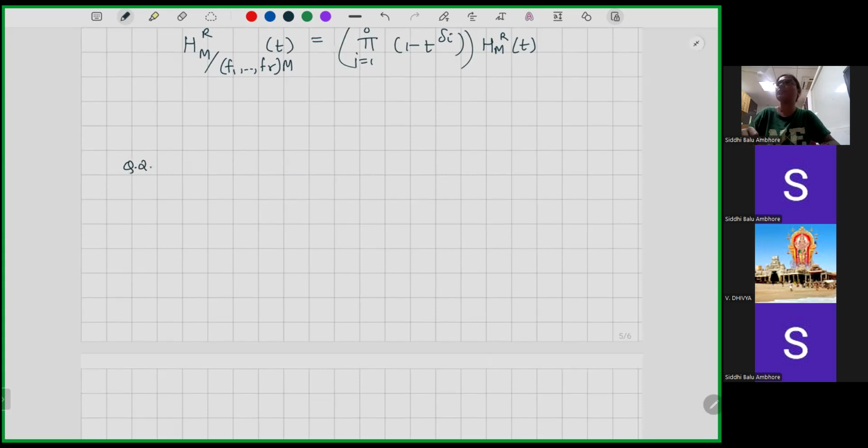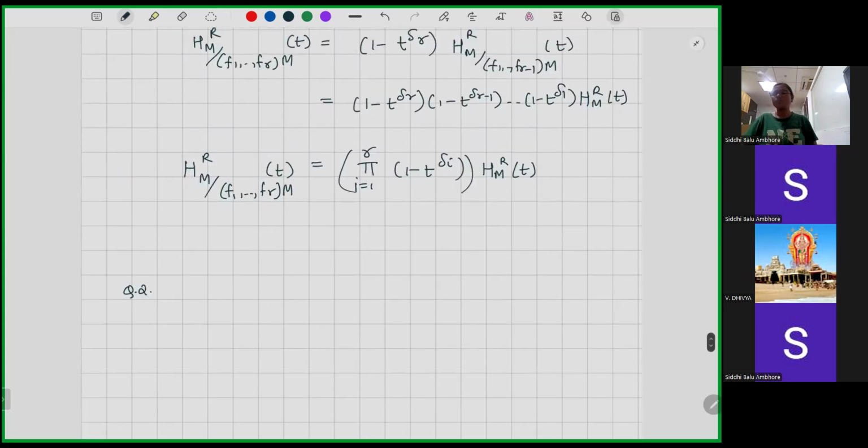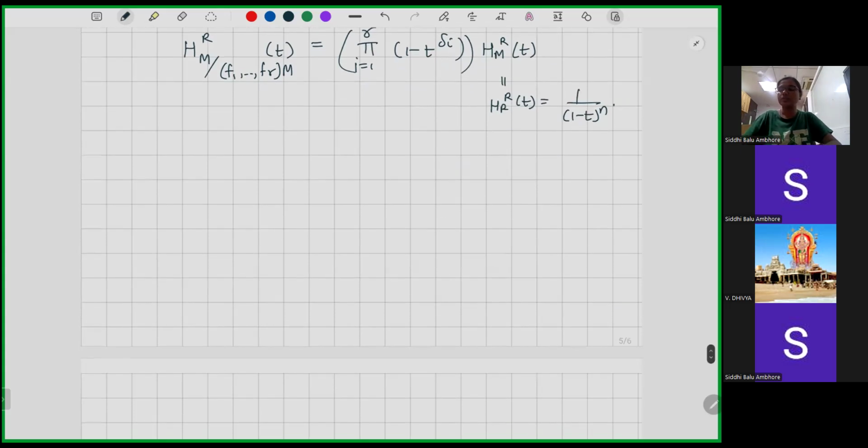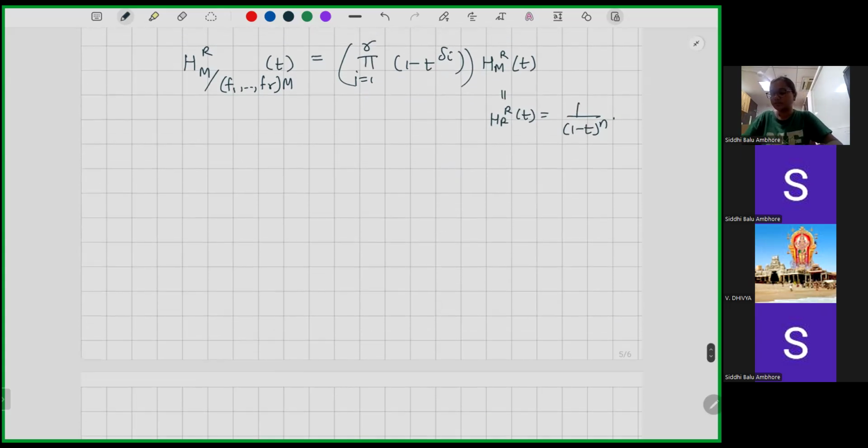So this was the result which we proved multiple times, and it is very useful to calculate the Hilbert series. At least in case of polynomial ring, we know how this looks, I mean, H_R(t) is 1 over (1 - t)^n. We know this. So in that case, this result makes it easier to obtain the Hilbert series. Okay, so let us move to the next question.